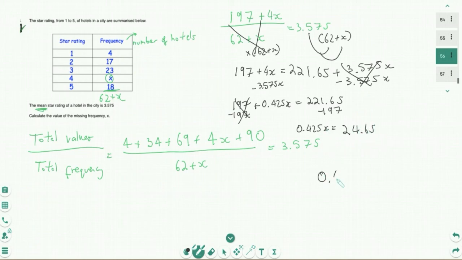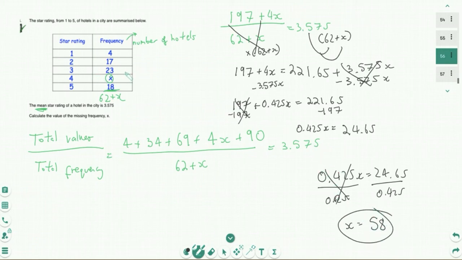Now x is being multiplied. Let's write it below here. So x is being multiplied by 0.425. So we're going to divide by 0.425. Divide by 0.425. So x is equal to 24.65 divided by 0.425, which is 58. So there are 58 hotels with 4 stars.